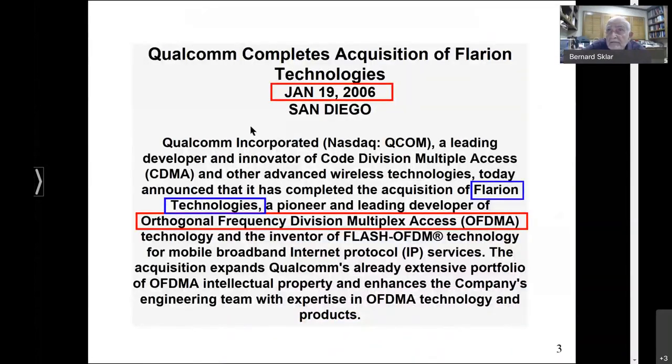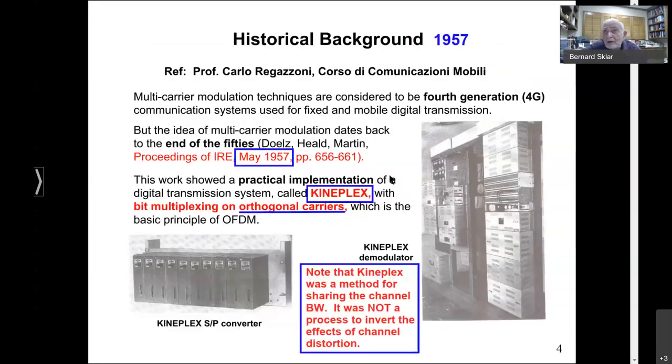Anyway, one of my favorite researchers and people I admire is Dr. Andrew Viterbi, who founded the Qualcomm Corporation. And way back in 2006, when he acquired Flarion, which basically was a leading developer of OFDM, I knew from that date on that that was important and I better get to know about what OFDM was. So going back in history, it goes back as far as 1957 with a system known as Kineplex. And this was a system where bit multiplexing took place on orthogonal carriers. So there is the crux of what OFDM is working with, orthogonal sinusoidal carriers. But notice the thing that Kineplex did not have was a method for inverting the channel. It was just a method for sharing the channel.